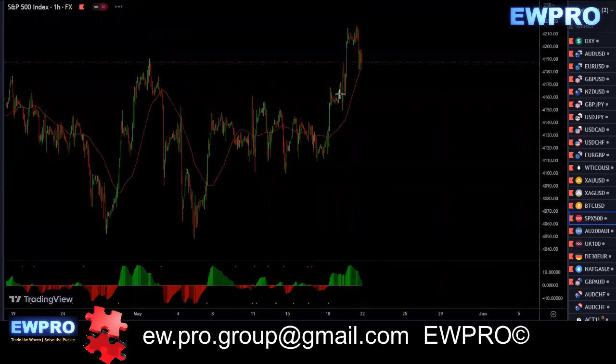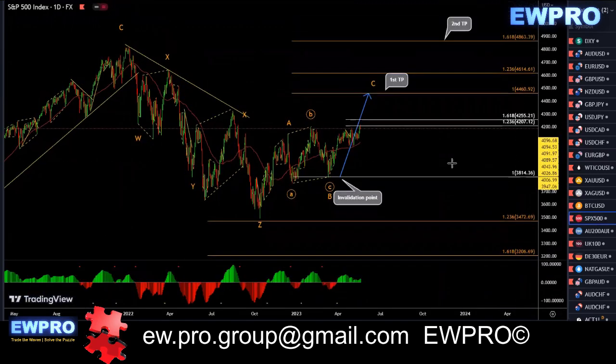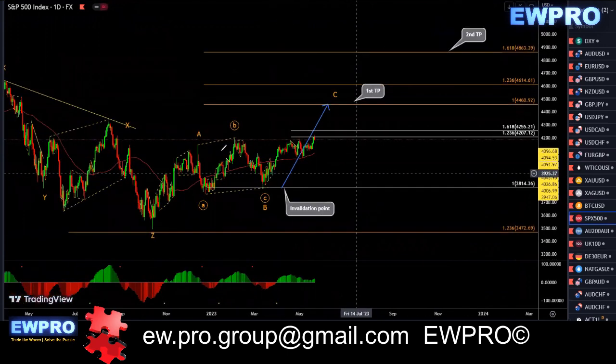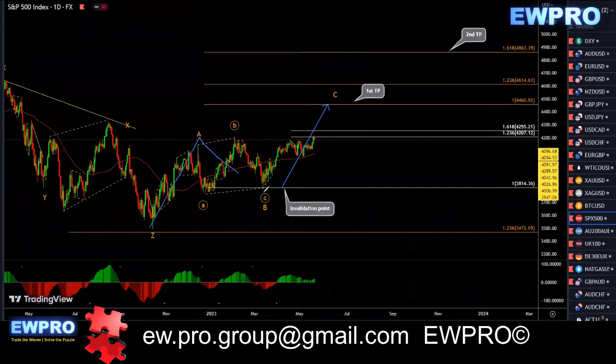S&P on the daily. So nothing's changed on this. We're still looking for more upside for that A, B, C up to that 100 fib. And this may even turn motive, and get up to that second target at the 161.8.